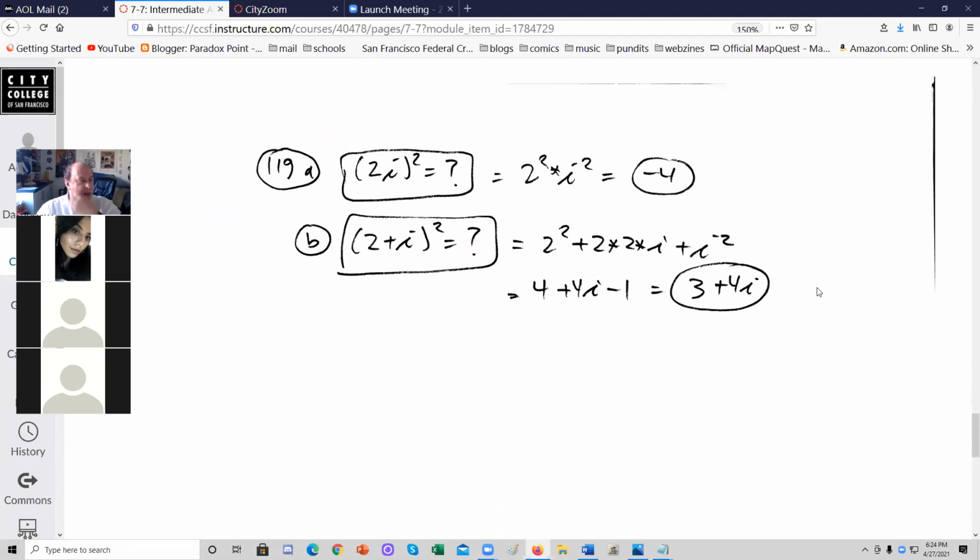Here they have one of those look-alike problems. We square here 2 times I, and here we square 2 plus I. Square of 2i, well, it's 2 squared times I squared. That's negative 4. 2 plus I all squared, that's square plus twice product plus square. 2 squared plus twice 2 times I plus I squared. This is 4 plus 4i minus 1 makes 3 plus 4i.